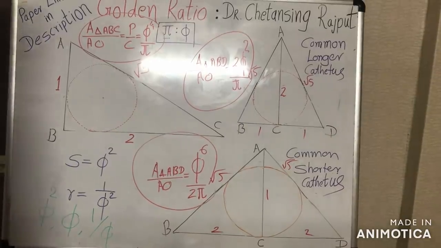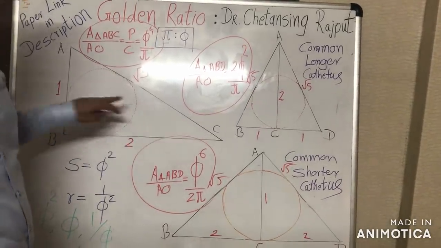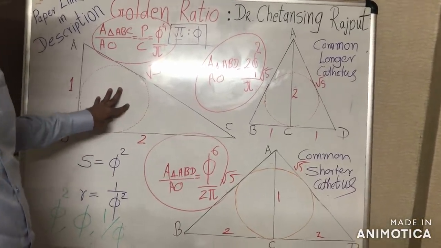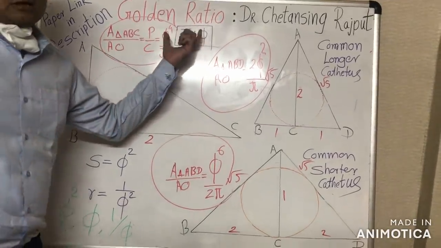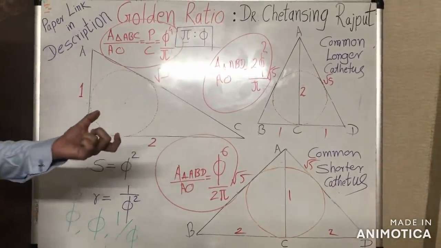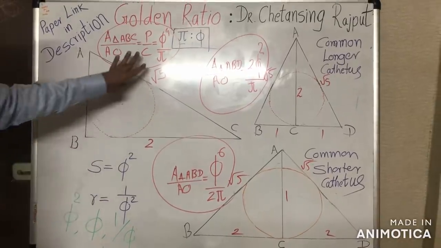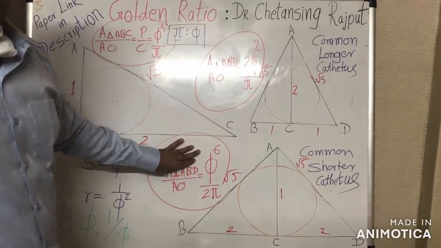Hence, the classical geometry of this 1 to root 5 triangle enables us to derive the precise pi-phi correlation, which is firmly based upon classical geometric ratios.